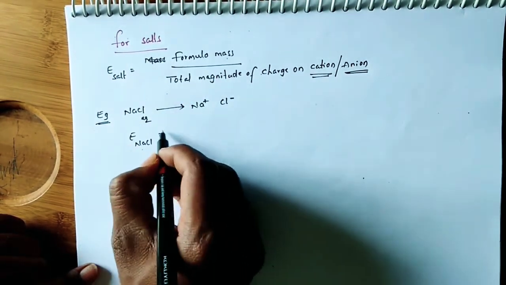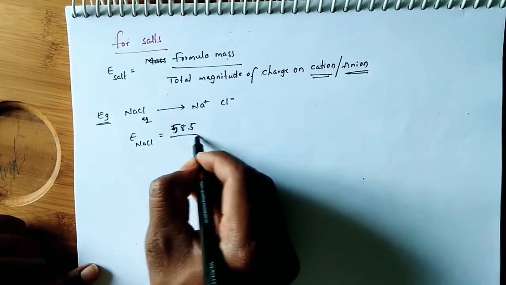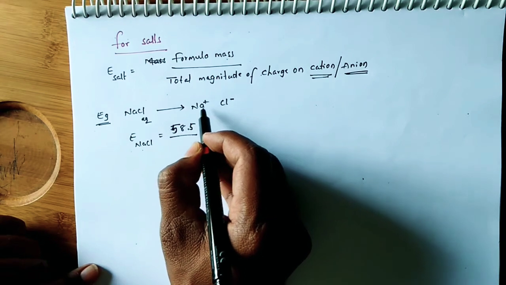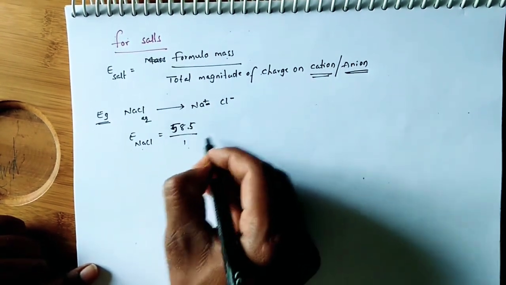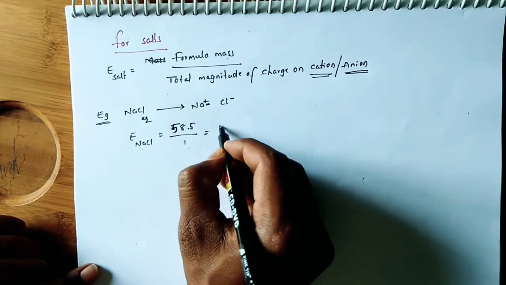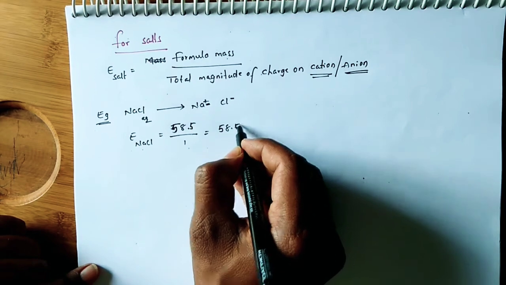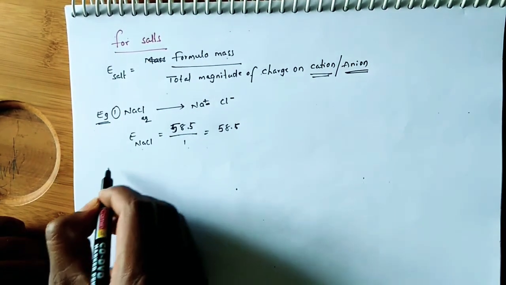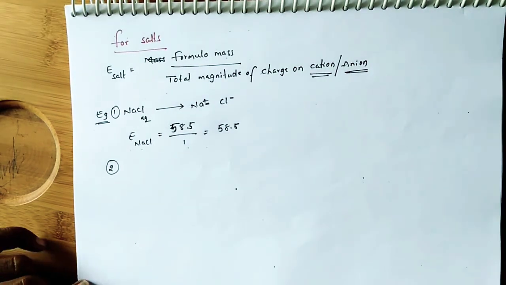What is the equivalent mass of the salt sodium chloride? Its formula mass, sodium chloride formula mass 58.5, by the magnitude of charge either on cation or anion. How much is there? 1. So by 1. The equivalent weight of sodium chloride is 58.5. Okay, this is example 1. Let us see example 2 now.